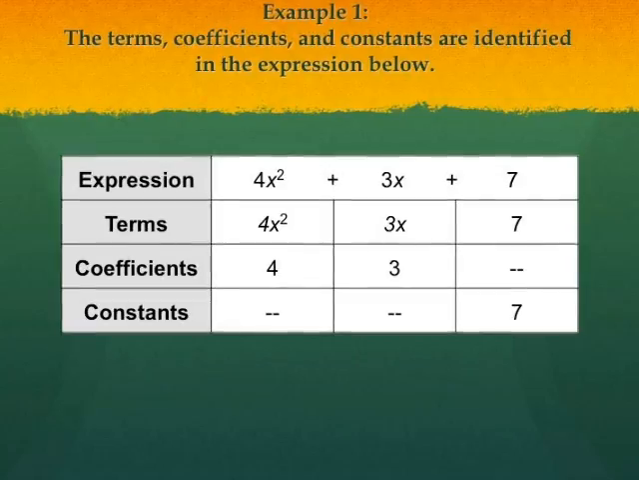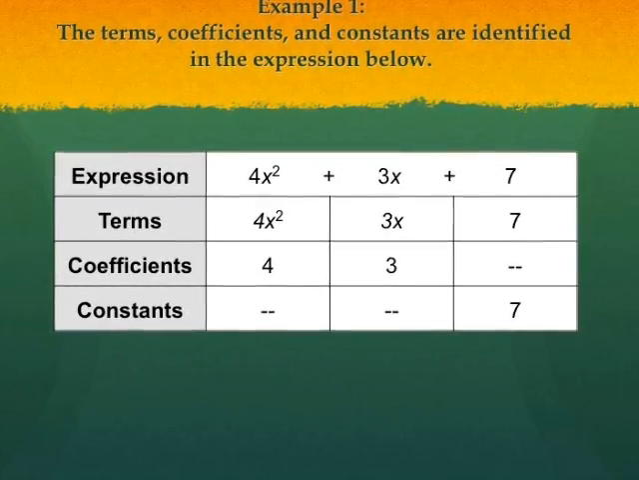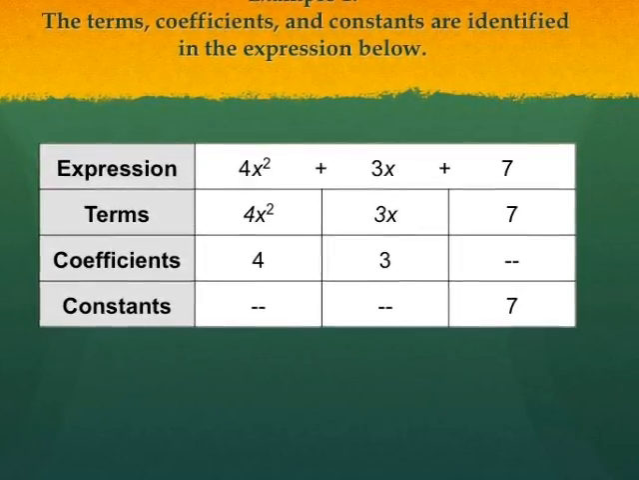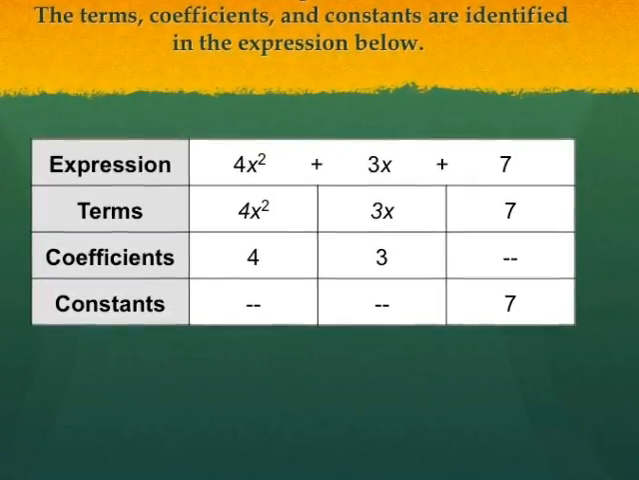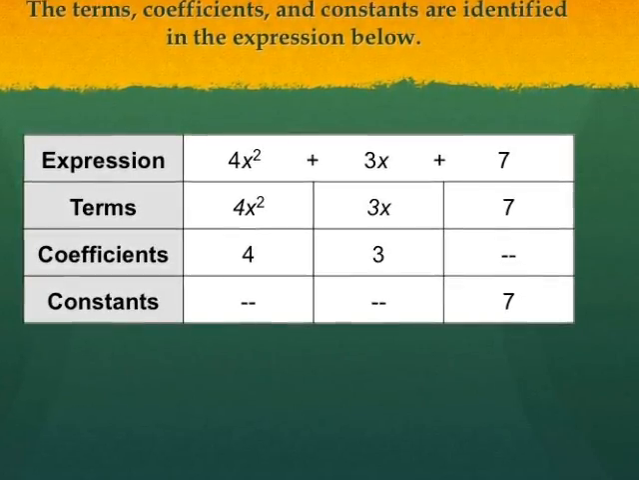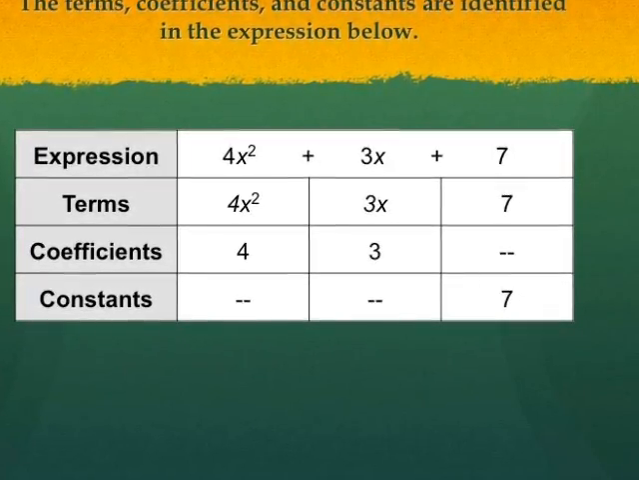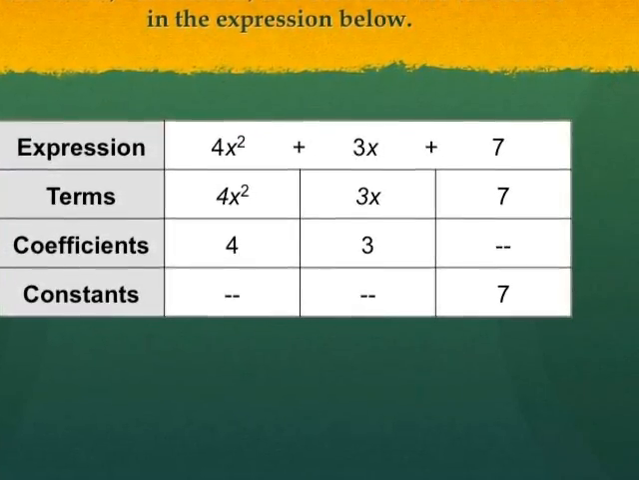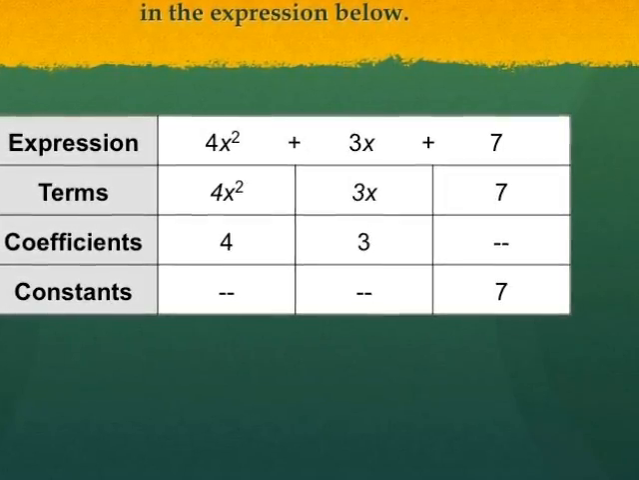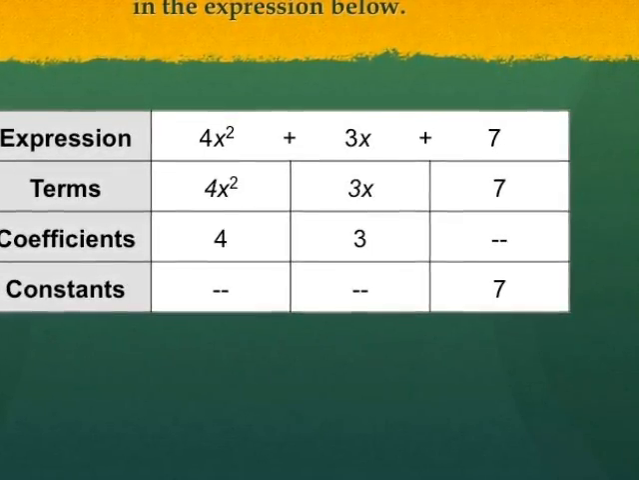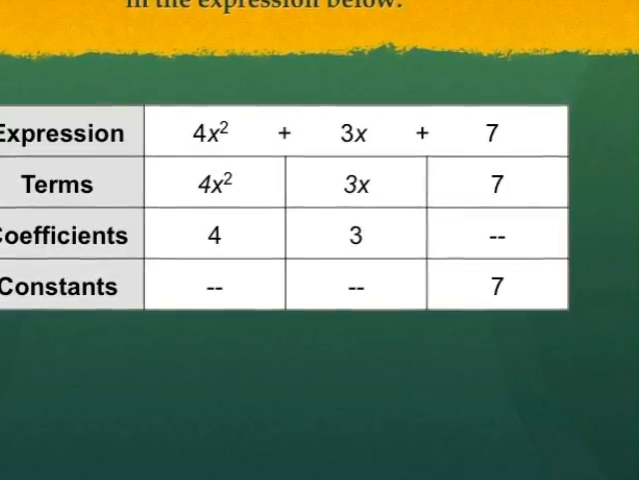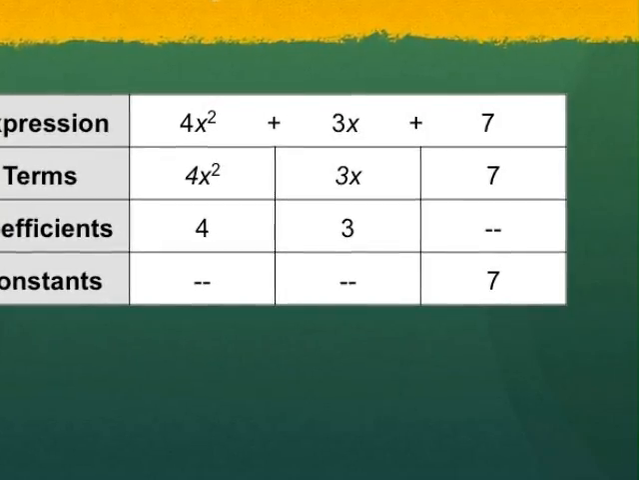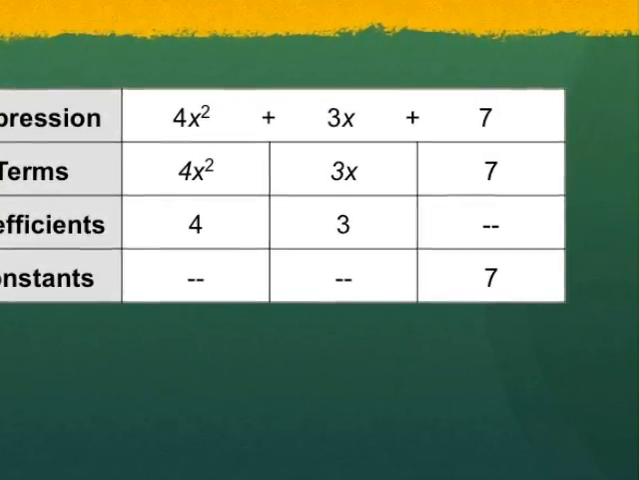Let's look at an example. So we have an expression, 4x squared plus 3x plus 7. If we want to find the terms, we look at the definition of terms. And the definition is that the terms are numbers or variables separated by a plus or minus sign. So, what is separated by a plus or minus sign? We can see that 4x squared, 3x, and 7 are all separated by plus signs. So, therefore, they are the terms.